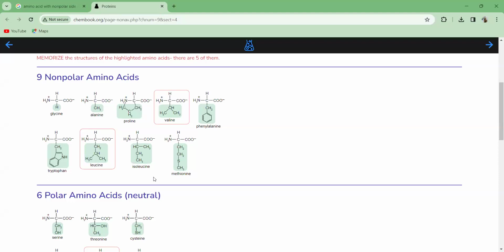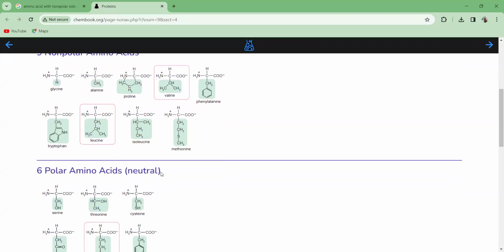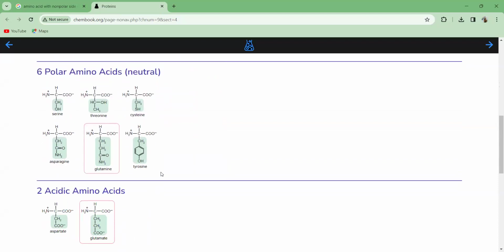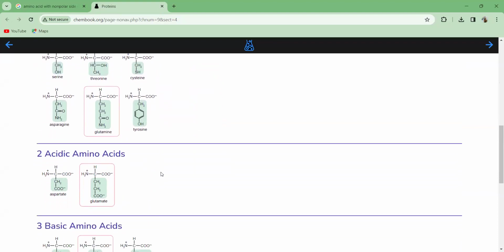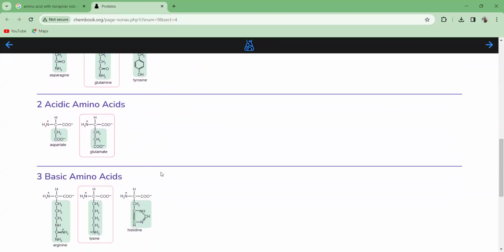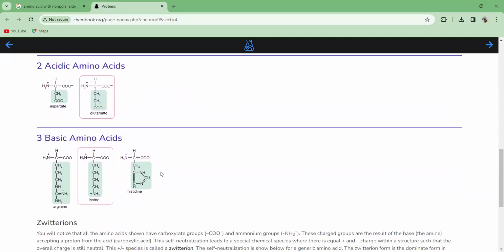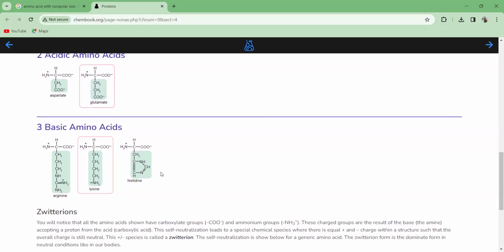So you can see we have 9 non-polar amino acids. The structure is given. Glycine, alanine, proline, valine, phenylalanine, tryptophan, leucine, isoleucine, methionine. Then we have neutral polar, 6 polar amino acids: serine, threonine, cysteine, asparagine, glutamine, tyrosine. Then 2 acidic amino acids, aspartate and glutamate, and 3 basic amino acids, arginine, lysine, and histidine.